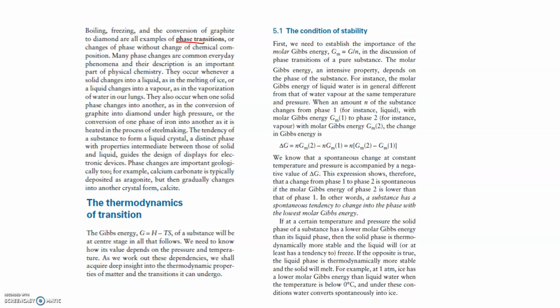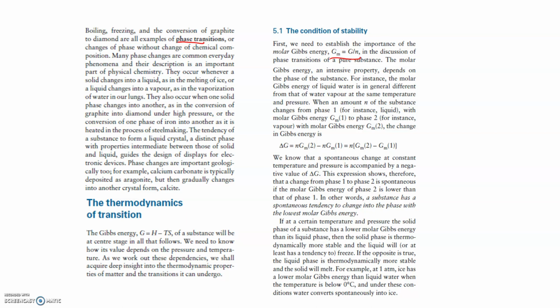First, we need to establish the importance of molar Gibbs energy, G sub m, in the discussion of phase transition of pure substance. G sub m, or molar Gibbs energy, is simply the Gibbs energy of a substance in totality divided by the number of moles of that substance, n. The molar Gibbs energy, an intensive property, depends on phase of the substance. For instance, the molar Gibbs energy of liquid water is in general different from that of water vapor at the same temperature and pressure.